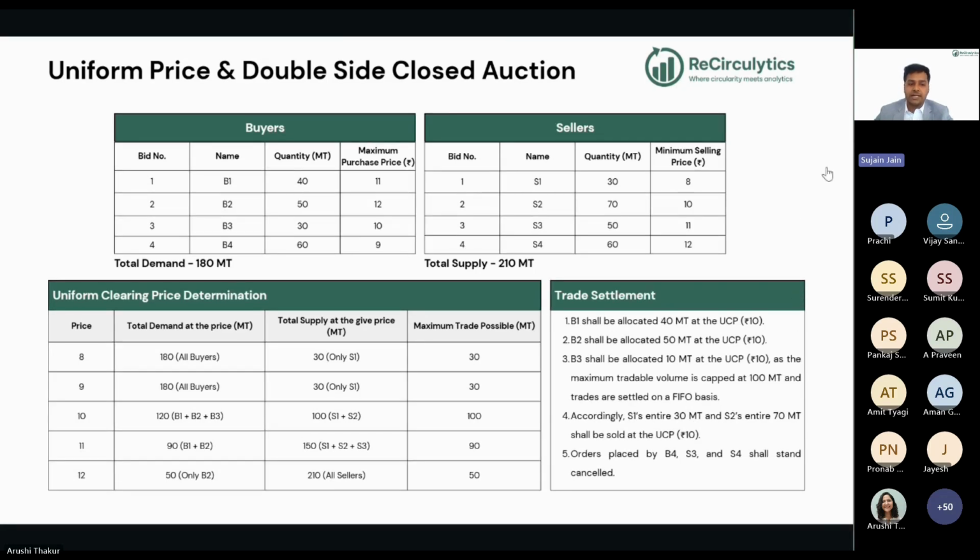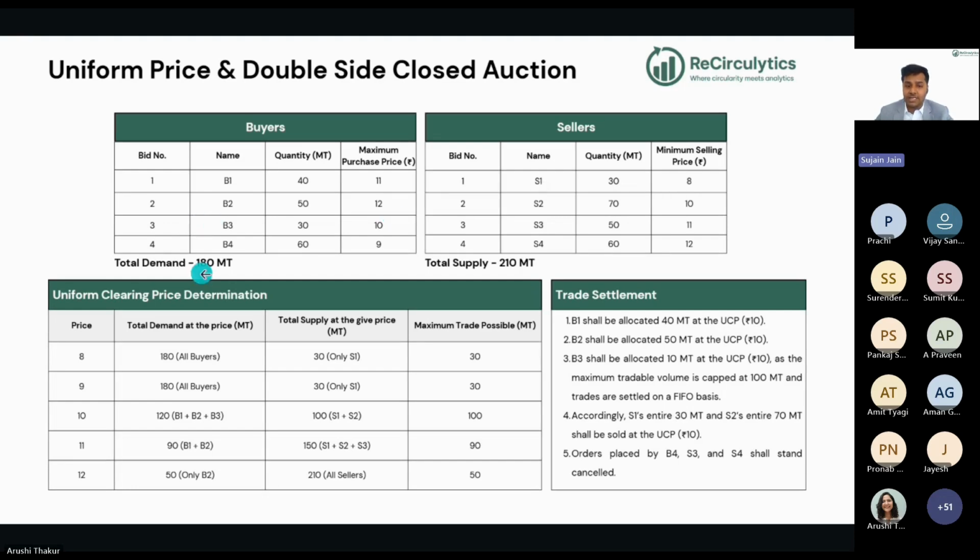So the total demand at 8 rupees is 180 tons. But at 8 rupees on the seller front, we only have S1 who is willing to sell at 8 rupees. So in that case, we have a demand of 180 at 8 rupees and a supply of only 30 metric tons. In that case, the maximum trade that is possible is 30 metric tons.